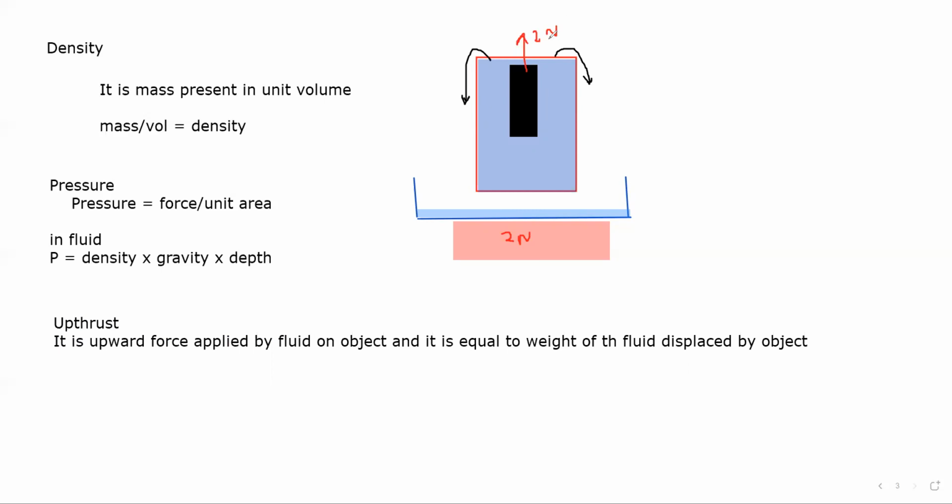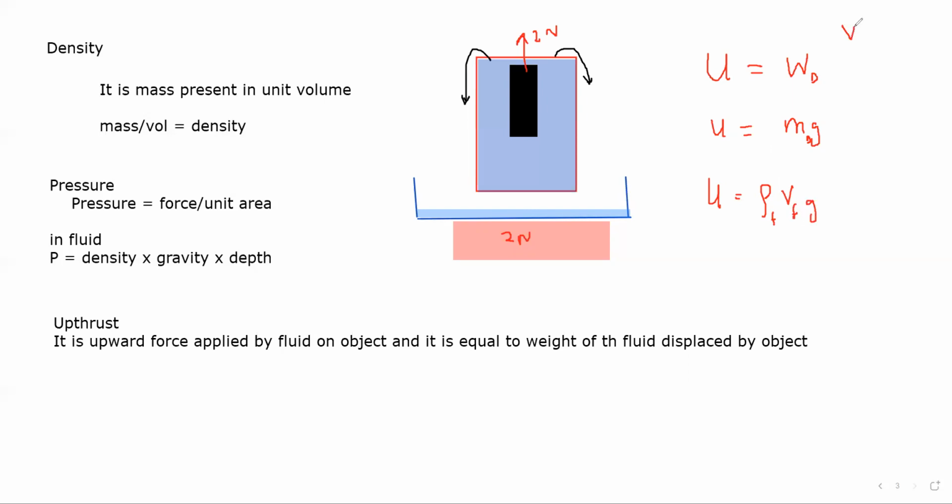So upthrust is actually equal to the weight of the fluid displaced by the object. And how can we calculate the upthrust? As we know, upthrust is not equal to the weight of the object, it is the weight of the liquid displaced. Weight is equal to mass into gravity, so mass of the liquid displaced multiplied by gravity. And mass in terms of density and volume is density multiplied by volume. So density of the fluid, volume of the fluid displaced, multiplied by gravity.